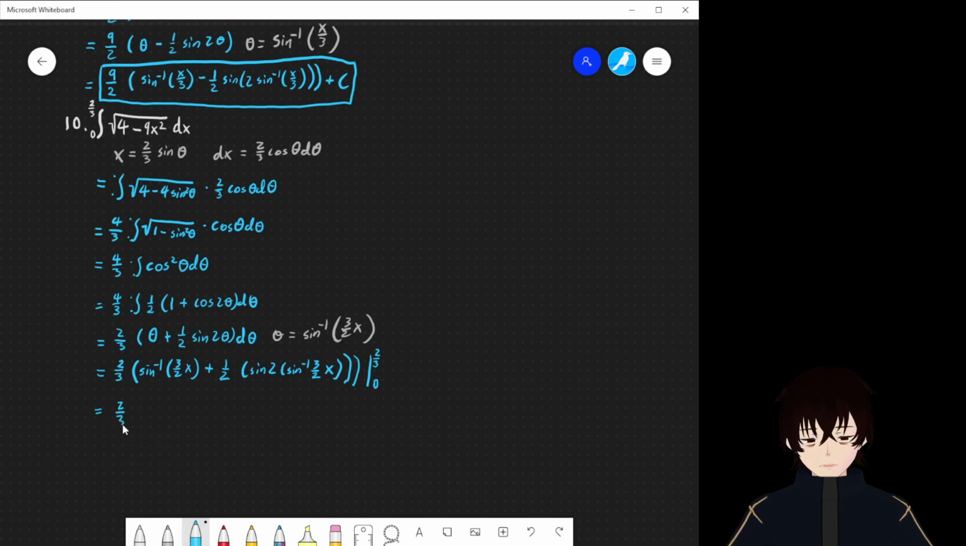So this is 2 over 3 times pi over 2, not pi over 4, plus 1/2 times sine of pi. Sine of pi is 0. So this whole thing is 0. And arc sine of 0 is still 0. So this is equal to pi over 3.